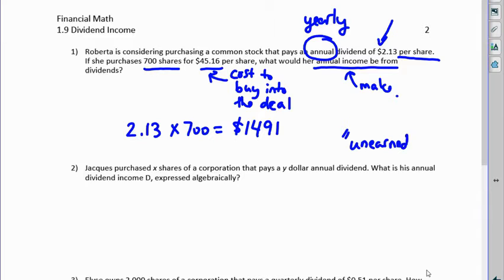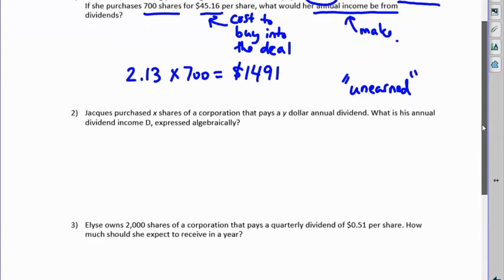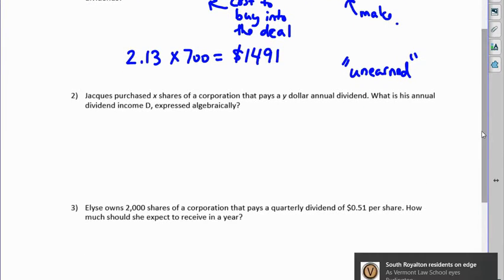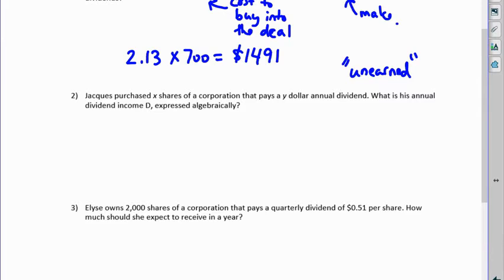It's dividend income, but it's unearned because it's your money working for you, unlike earned income, which is tips, wages, commissions, which is you working for the money. This is unearned income. But anyway, so now to write an expression, or actually an equation for the dividend income D. Jacques purchases X shares of a corporation that pays a Y dollar annual, so that's important to know, dividend. What is his annual dividend income D expressed algebraically?